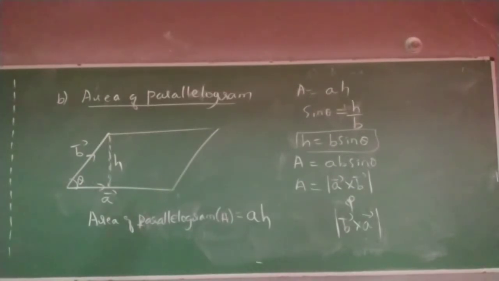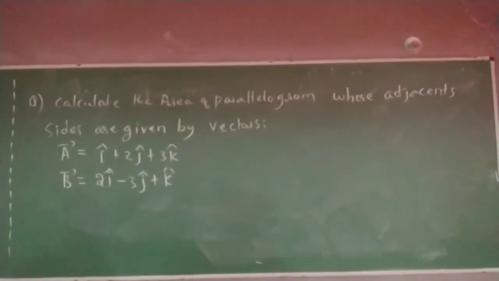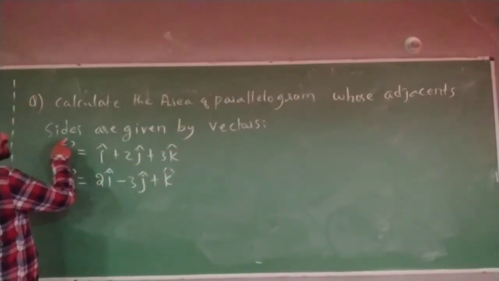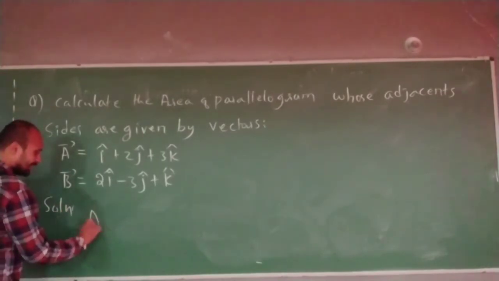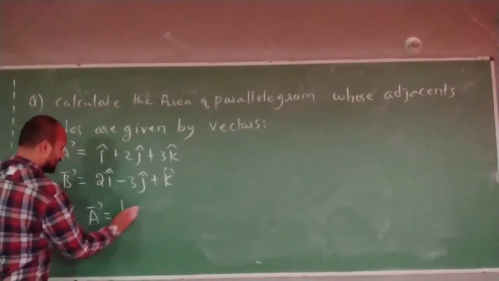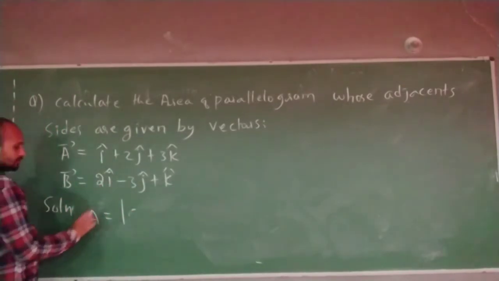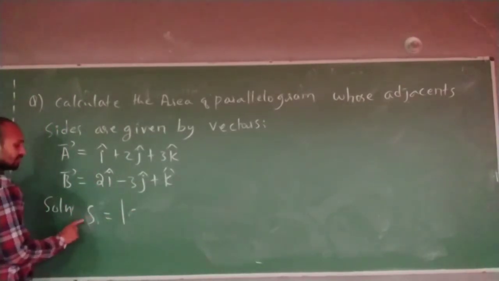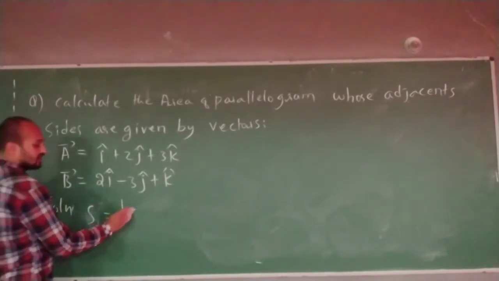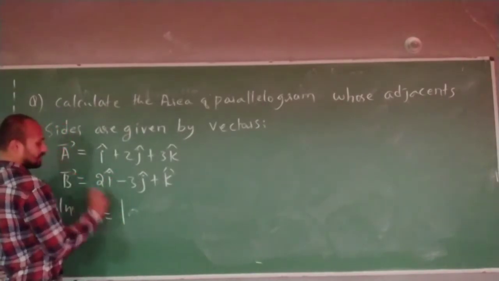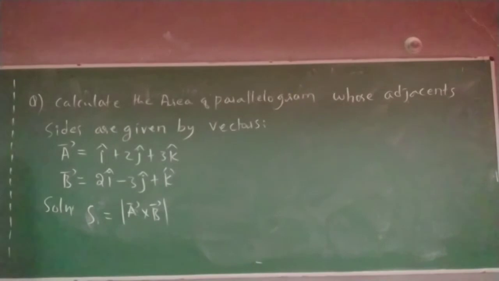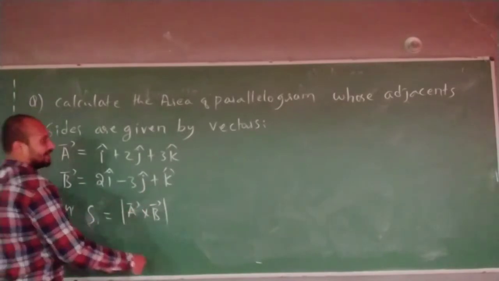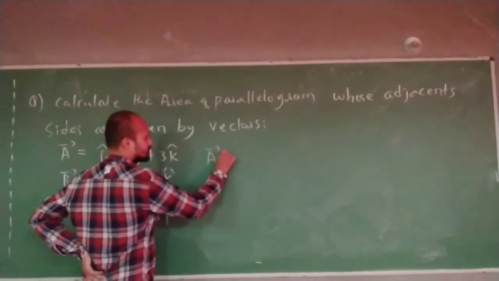Now we will take the numerical problems. Correct now? See here. Calculate the area of a parallelogram whose adjacent sides are given by vectors. Just now we have studied that the area of the parallelogram, let us take the symbol S, is given by the magnitude of A cross B. That is the value of the area of the parallelogram. Just now you have studied. So find out A cross B first.